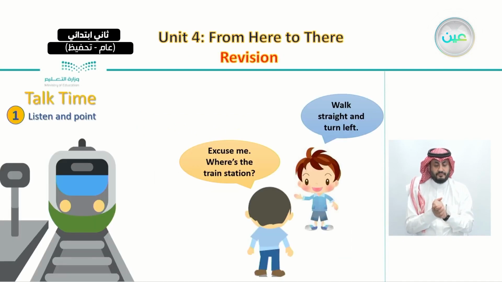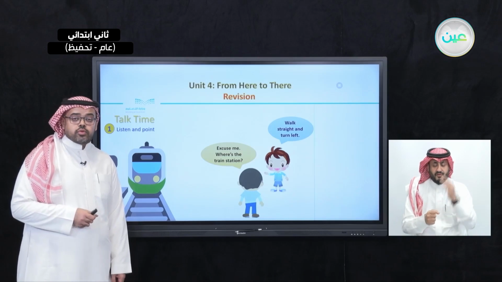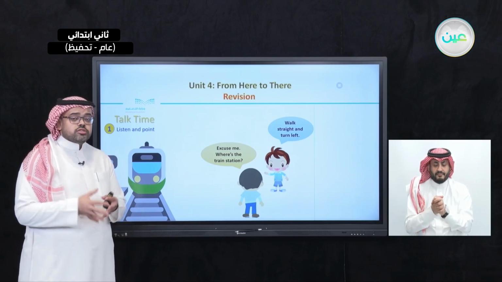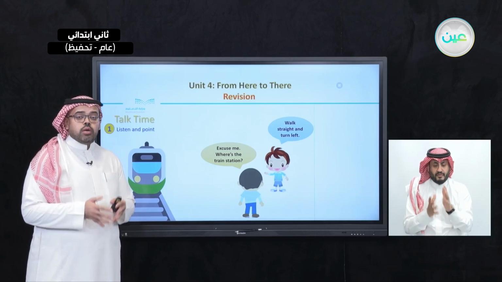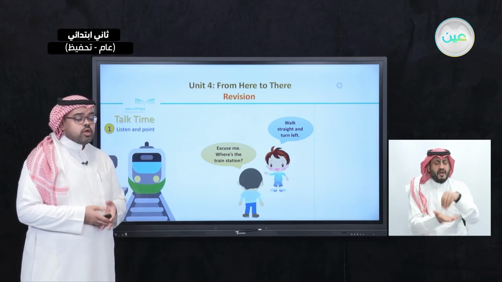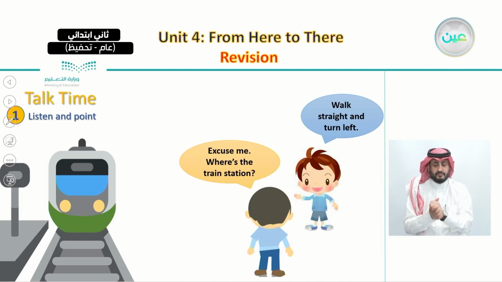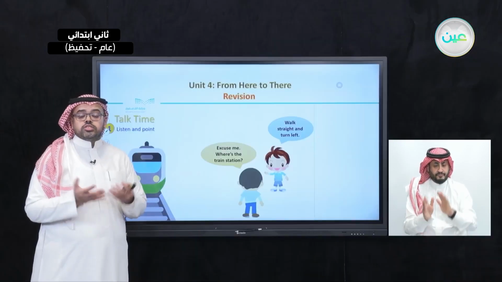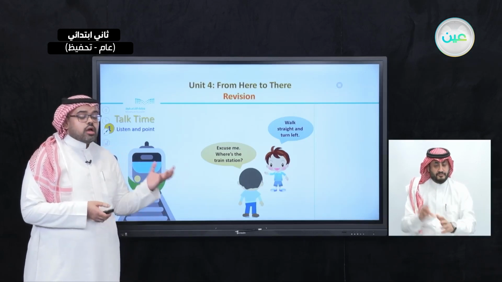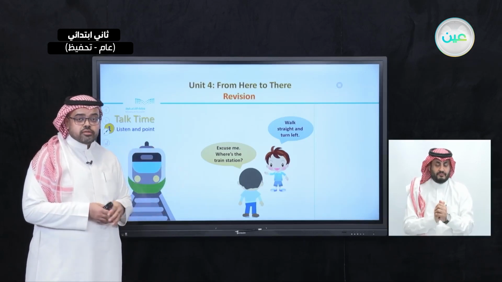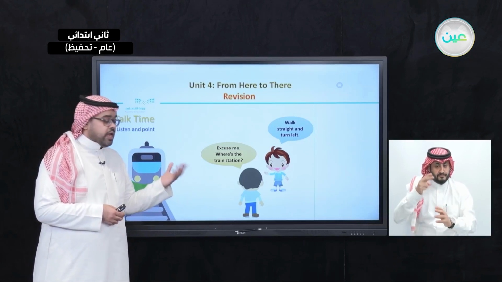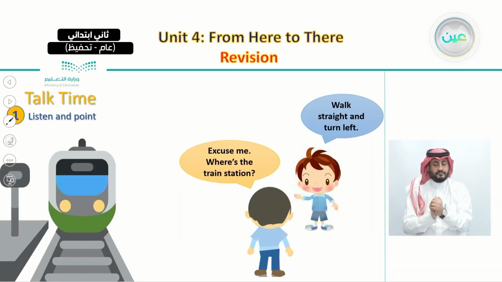The first thing we did with this unit was listen to a conversation about a boy asking about a place. As you can see here, this boy is asking another boy, "Excuse me, where is the train station?" He is asking about the direction of a place. And the other boy answered him, "Walk straight and turn left."